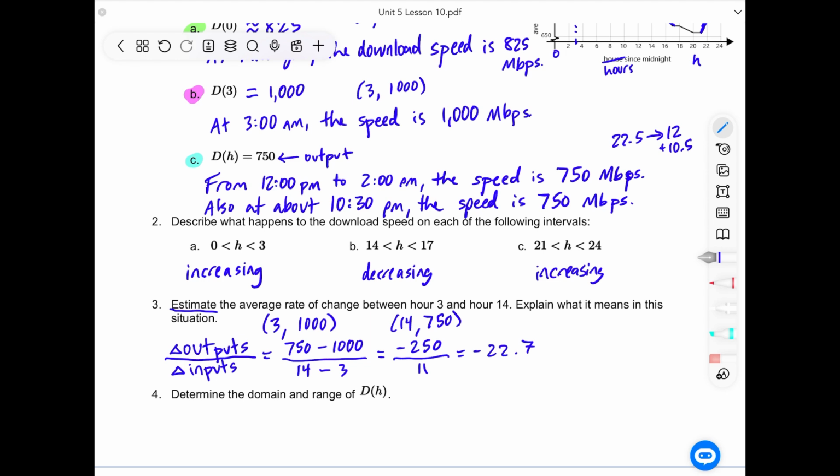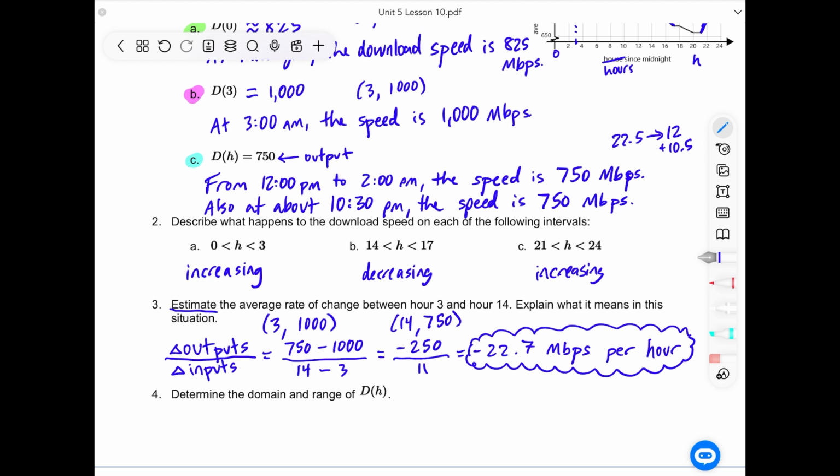Then we mentioned the units for our output for the speed. And in this problem, that's been given as megabytes per second. And that's happening per or for every input unit. Since my inputs are times measured in hours, this would be per hour. So the average rate of change from hour 3 to hour 14 is a drop of 22.7 megabytes per second per hour. So speeds are decreasing about 23 megabytes each hour.